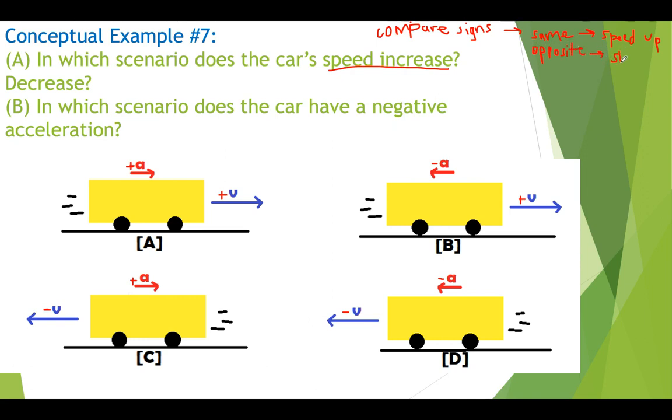Okay, so if we want to figure out when the object speeds up, we're looking for the situation in which the signs for velocity and acceleration are the same. So let's head to A. So for cart A, acceleration is positive and velocity is positive. So this object is going to speed up.